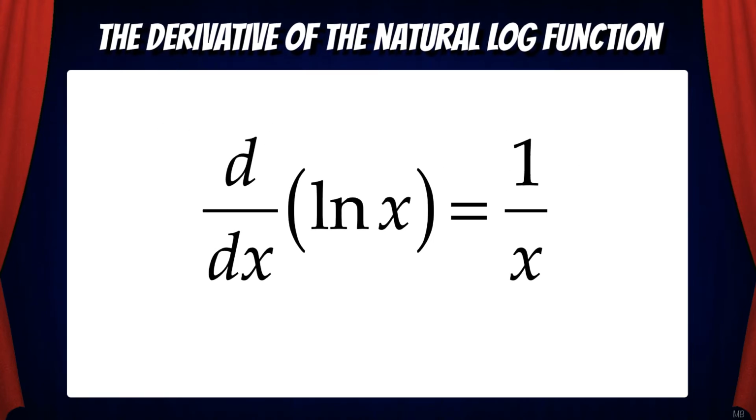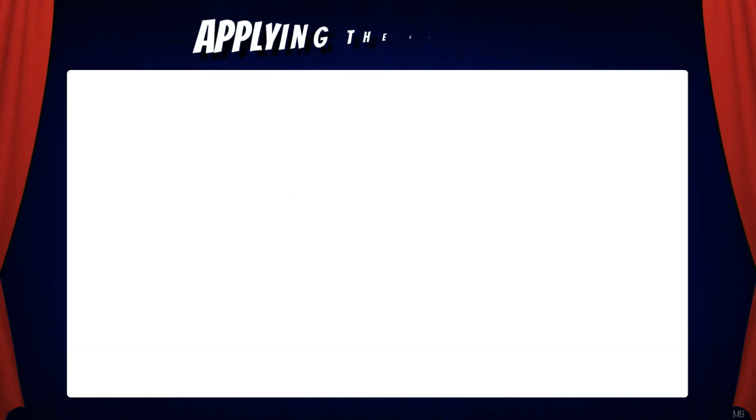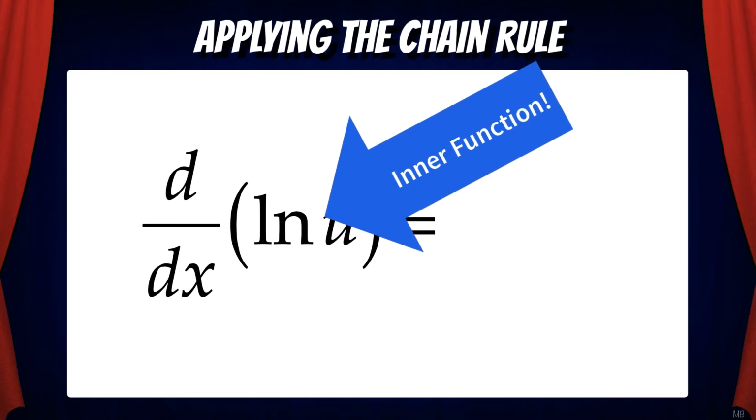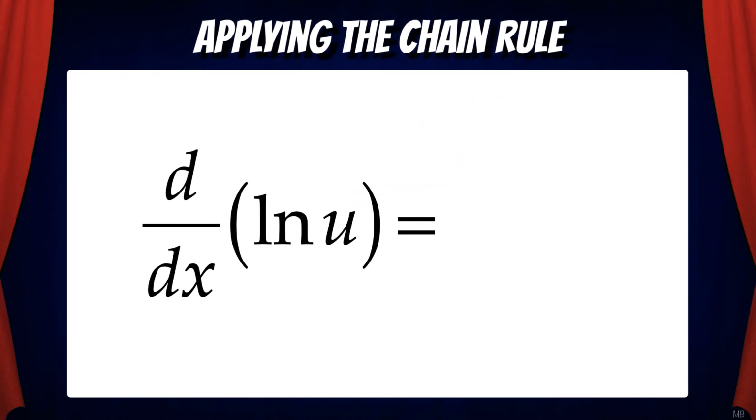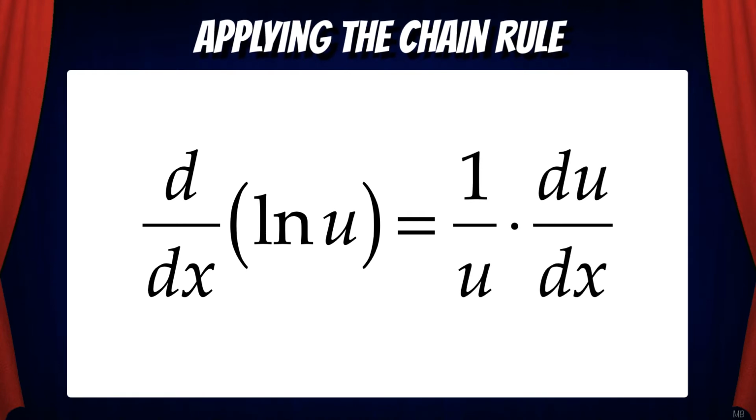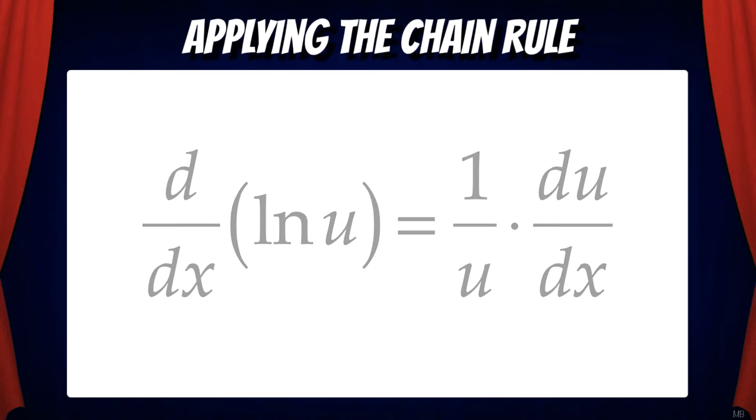And that's what we were looking for. The derivative of the natural log of x is just 1 over x. We can also expand on this idea if we have an inner function, which we'll call u. The derivative of ln u would be 1 over u times du dx by the chain rule. Let's look at some examples.